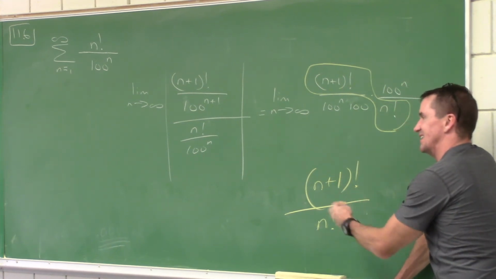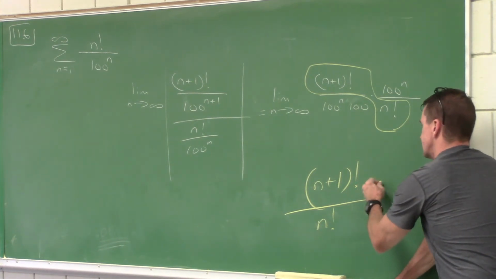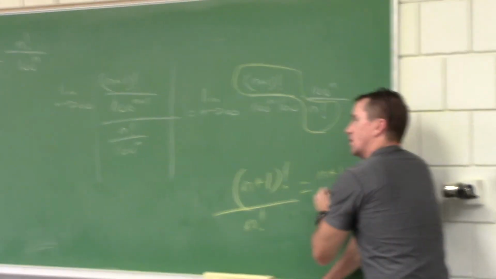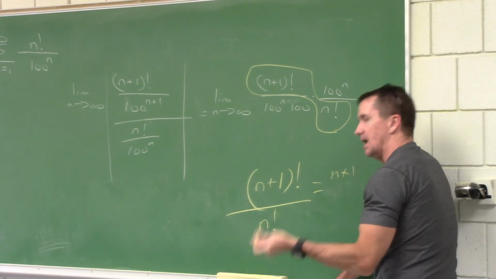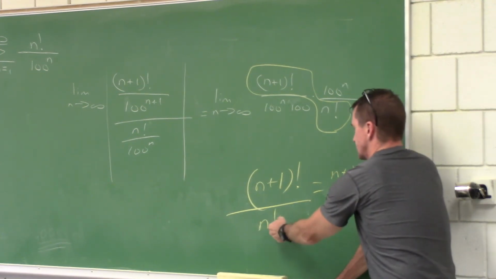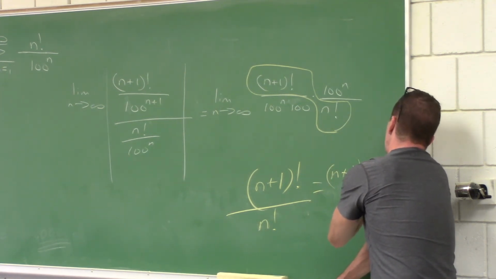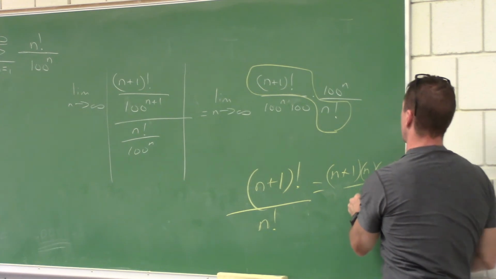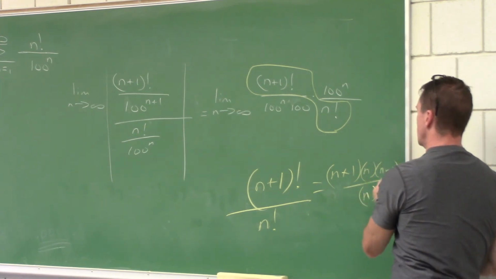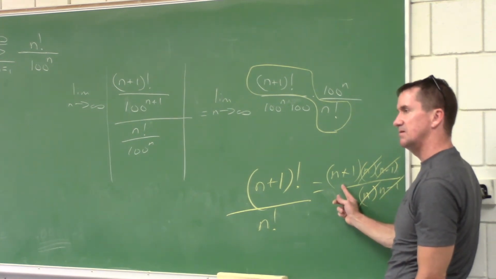So let's think about it. n plus 1. Way to go, Dave. It's just n plus 1, isn't it? Remember, this is n plus 1. What's 1 lower than n plus 1? And what's lower than n? 1 lower than n is n minus 1. Keep going. What's this equal to? n times n minus 1. What's going to cancel? Isn't this just n plus 1?